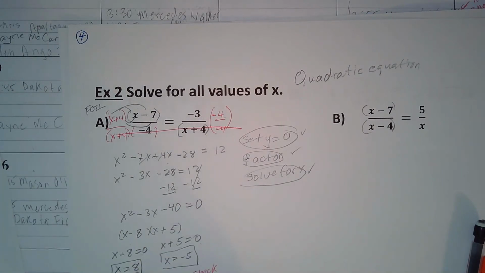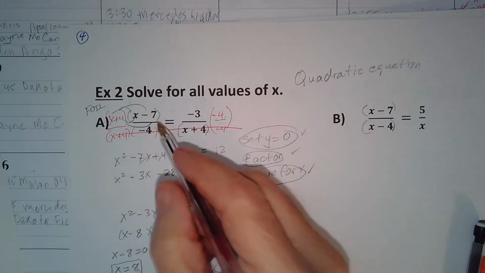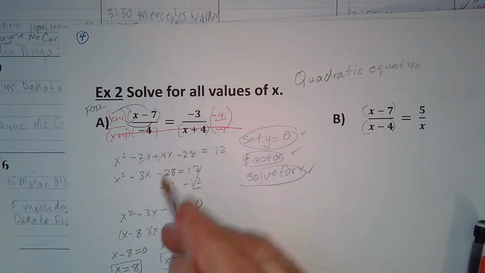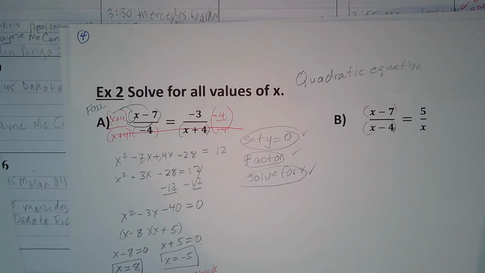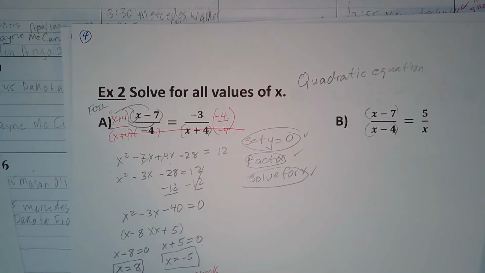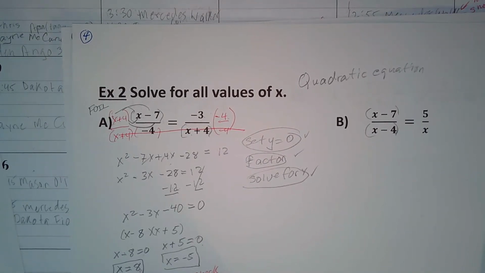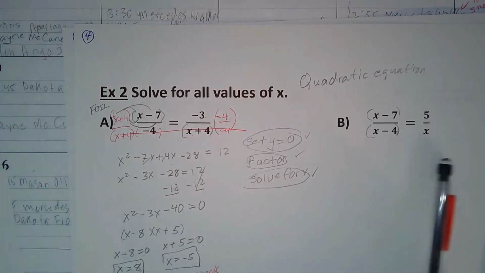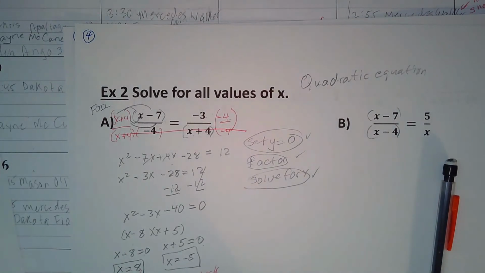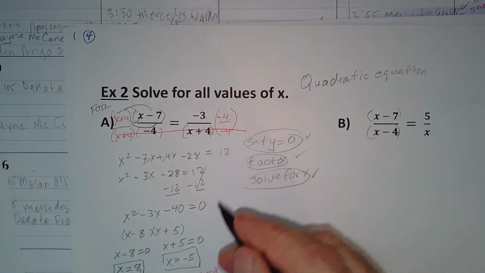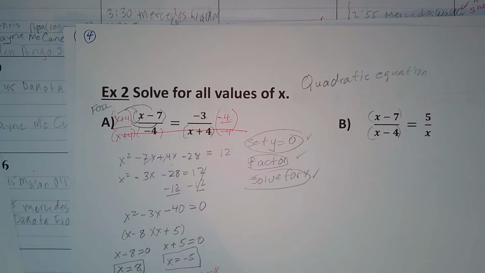So let's just do that. Let's check. We're going to plug this 8 back into this original fraction. So wherever there's an x, here and here, I'm going to put in an 8. So that means I've got 8 minus 7 divided by negative 4 equals negative 3 divided by, I'm sorry, not negative 8, positive 8, because this is positive 8, plus 4. Right? So 8 minus 7 is 1. So you have negative 1 over 4.